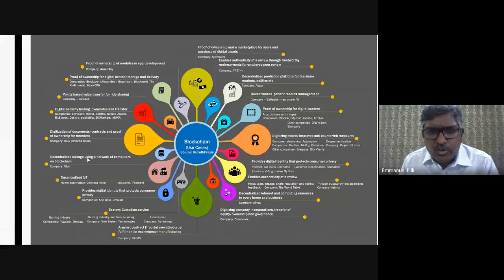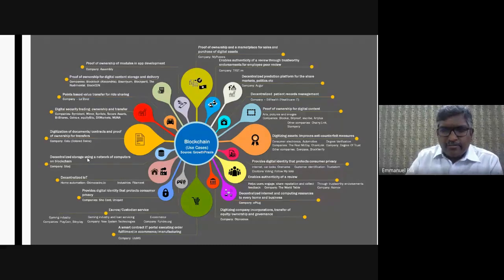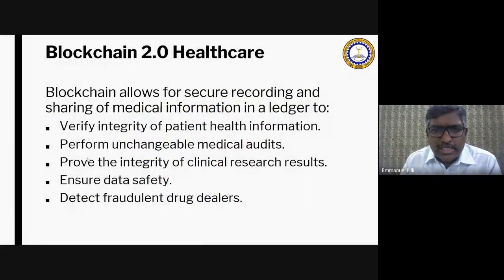I will share the slides with you. I don't think I'll be able to go into detail of all these, but there are so many ways in which a blockchain is used, and you can easily use it at different places. Right, in healthcare, you can use a blockchain. It allows for secure recording and sharing of medical information in a ledger. You can verify the integrity of patients' health information, which is very important. In India, we don't bother very much, but in the US and other countries and Europe, health information is very important. Privacy of somebody's health is very important. Nobody should know it. So that is where it is.